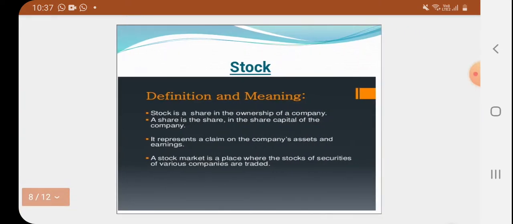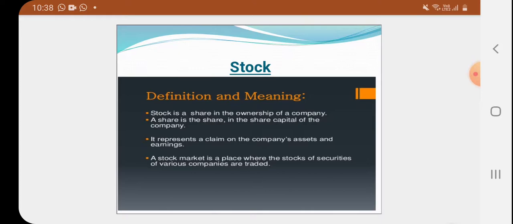Second is stock. Stock is a share in the ownership of a company. A share is the share in the share capital of the company. So basically when the stock is the primary thing which a business owner takes into account to run his business, stock becomes part of that capital. It's actually a share in the capital. It represents a claim on the company's assets and earnings.